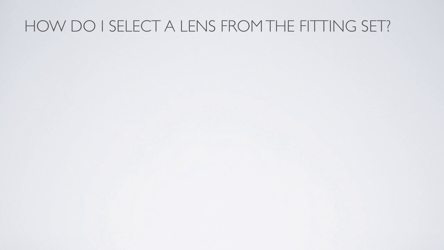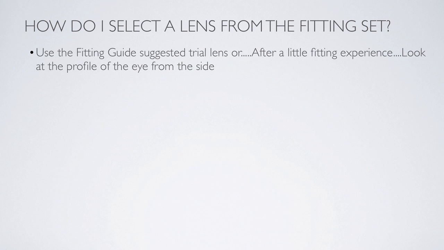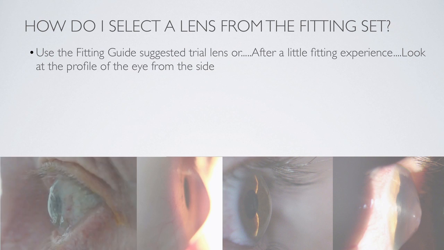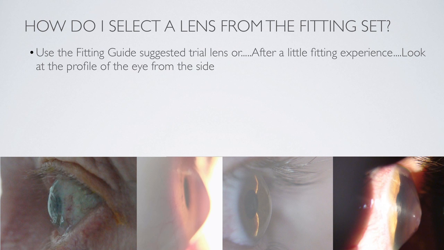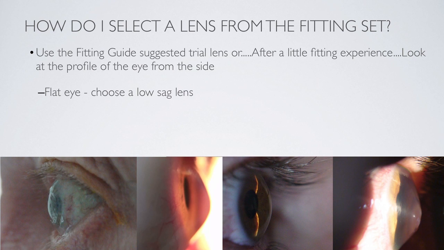Topography is not that useful. K readings aren't useful. What is useful is to just look at your patient from the side. Retract the eyelids and look at the shape of the cornea and look at the shape of the sclera. You're going to notice that you have patients who have fairly flat-looking corneas and scleras, and patients who have fairly steep corneas and scleras. For the flat eye, what I would do is pick a lens from the low section of the set, from the low area of sags.